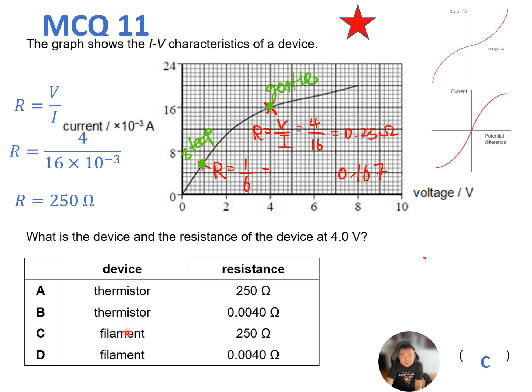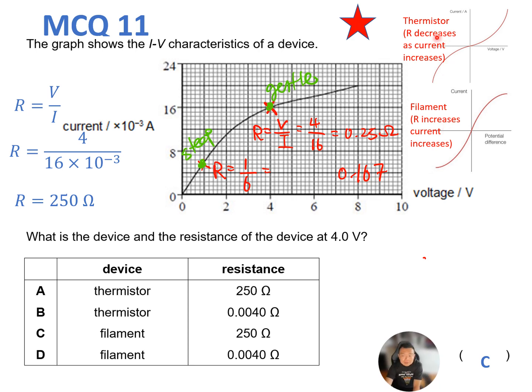So to do this, there are a few ways. This is the IV profile of a thermistor. This is the IV profile of a filament. And you can memorize this. You can memorize this, but I always like to derive it out.